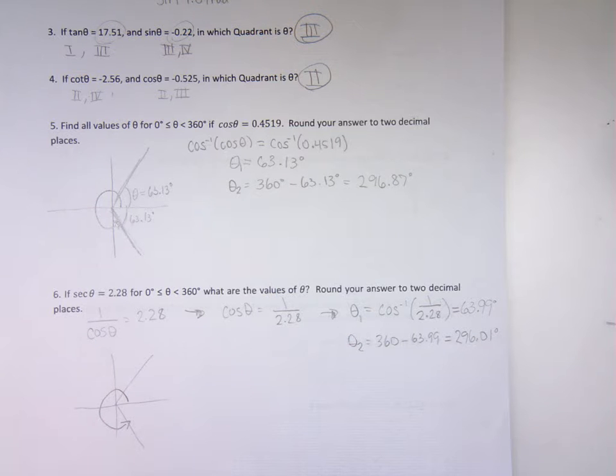So it's all about realizing whether you have a positive or a negative number, first of all. And then where is that trig function positive, which quadrants, or where is it negative, which quadrants. You'll take the inverse to find one of the angles, and then you'll have to use the mirror image to find the other angle. Okay, next.